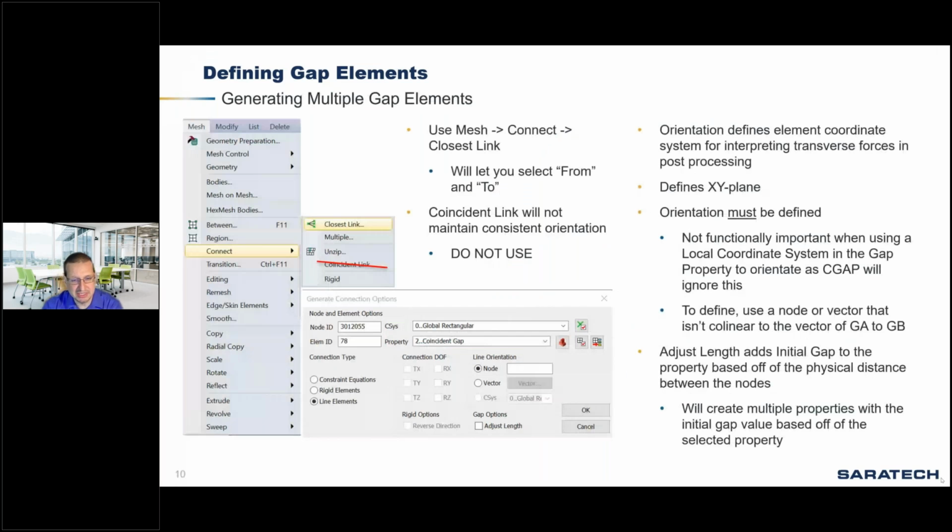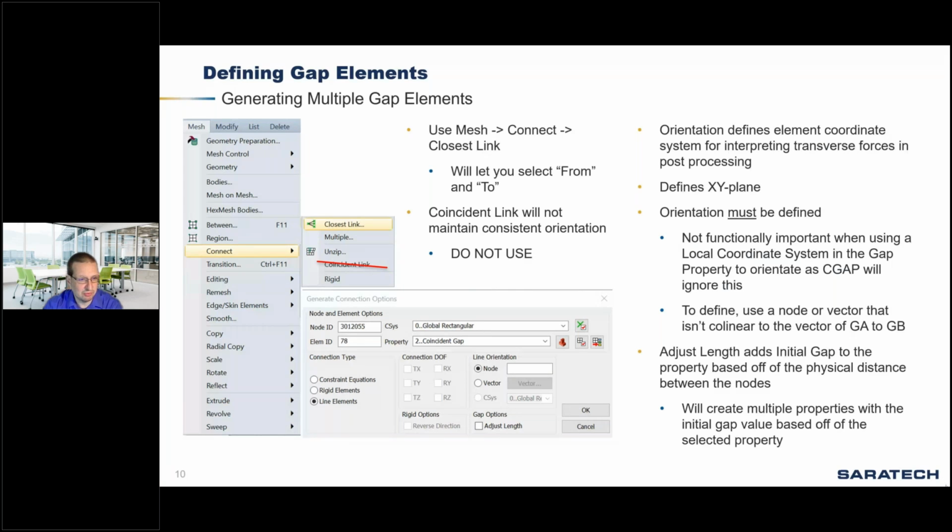So to then generate these gap elements, I'm going to talk about probably the most common way you'll use this when you're generating multiple elements between faces, edges, etc. And that would be using the Mesh Connect Closest Link. The advantage of this tool, it lets you select the from and to nodes to begin with, so you can explicitly select the GA nodes to the GB nodes. You do not want to use the coincident link here, as it only has you select both nodes at the same time, so the gap element definition will not maintain that consistent GA to GB orientation that we're going to find very important in the analysis.